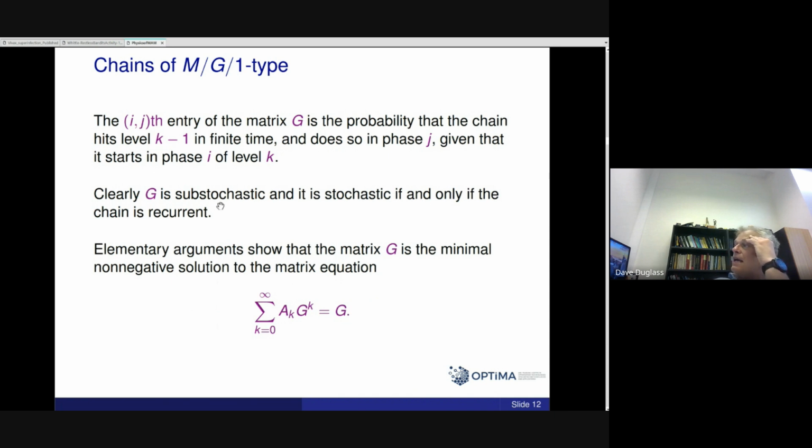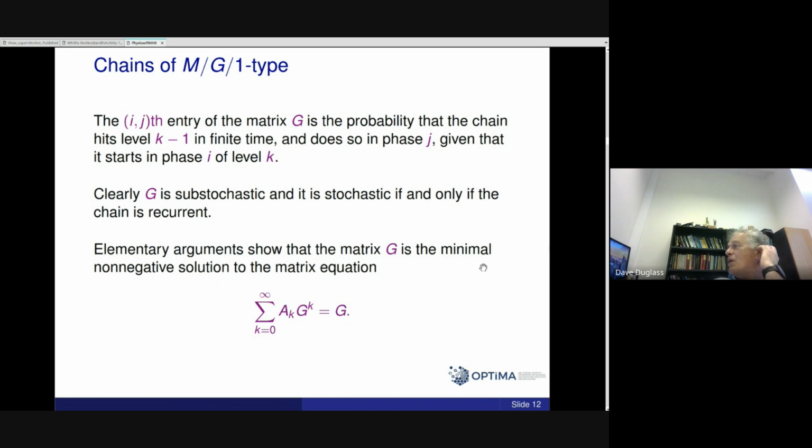So G has to be substochastic, because if you sum over all the different possible phases at level k minus 1, that gives you the overall probability that you're ever going to hit level k minus 1. And if the infinite level Markov chain is positive recurrent, then you're going to hit level k minus 1 with probability 1. So G has to be a stochastic matrix. In general, it's possible in the transient case that the actual probability of ever hitting level k minus 1 is strictly less than 1. And in that case, G is a strictly substochastic matrix. So G is, in general, a substochastic matrix, and it's stochastic if and only if the chain is recurrent.